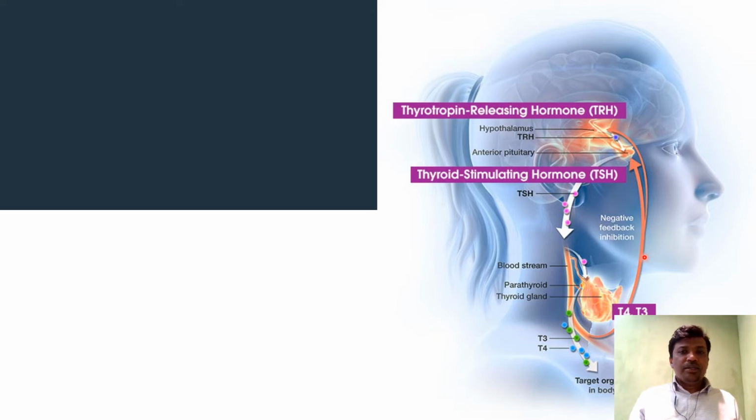So in hypothyroidism, as you would expect, your TSH will be high because you don't have enough thyroxine in your body, so the T4 levels are low. To compensate for that, TSH levels will go up. So that is usually the typical picture. Your TSH is going up, T4 going down. That is invariably hypothyroidism.